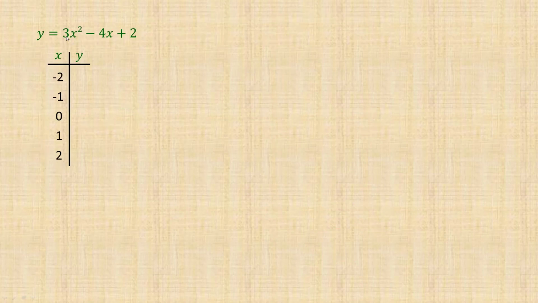So I've got y equals 3x squared minus 4x plus 2. If I want to produce a table of values first, I would take my equation and substitute the x values I chose. Again, I'm using negative 2 to 2, but you could use other values if you want. So I'm going to put negative 2 in place of x here and here.